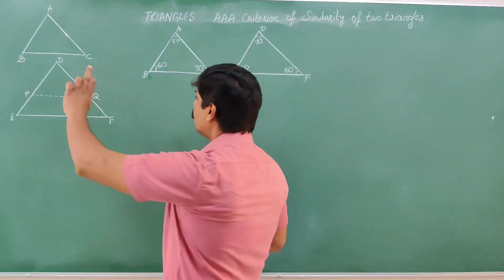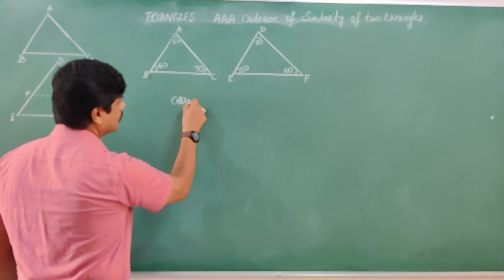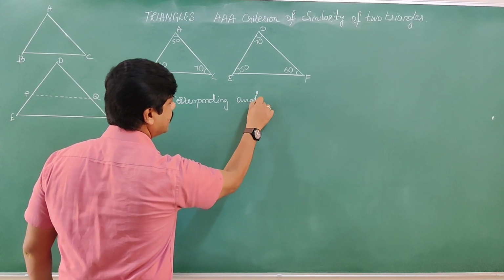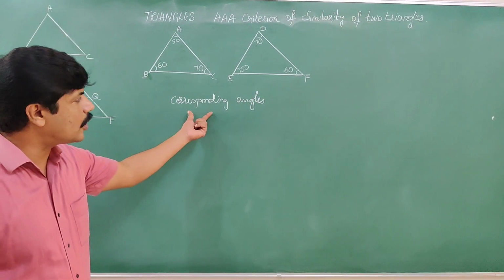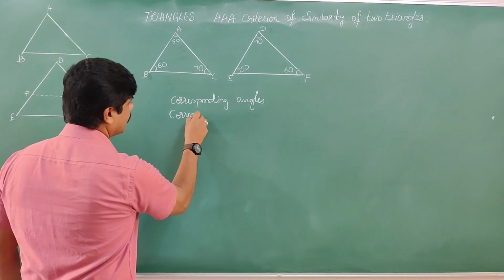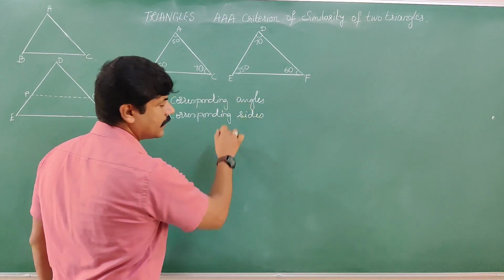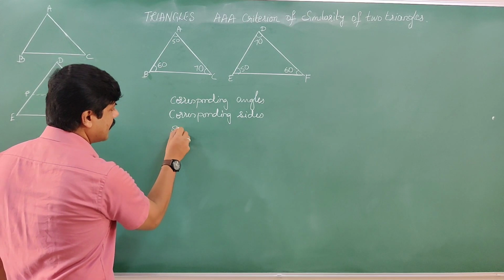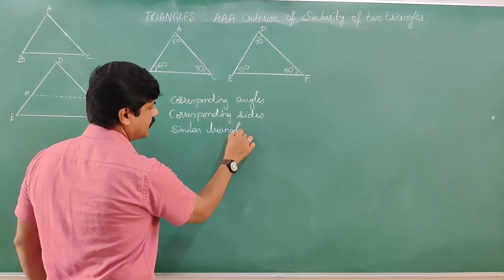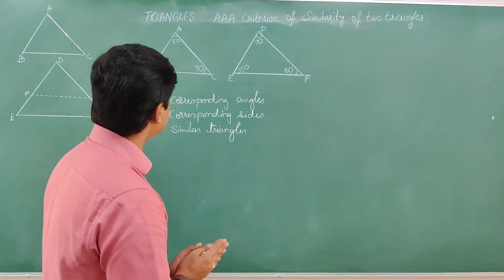Before we prove, we should know what are corresponding angles, because in the statement the word corresponding angles has come. And one more word is there, that is corresponding sides. Then similar triangles. These three words, let's know their meaning now.